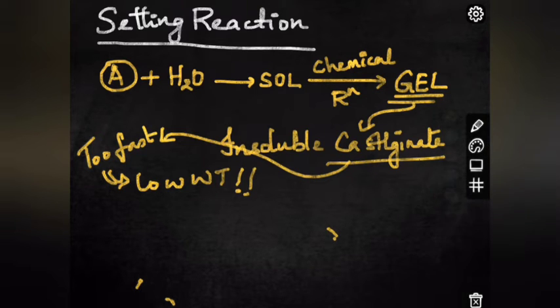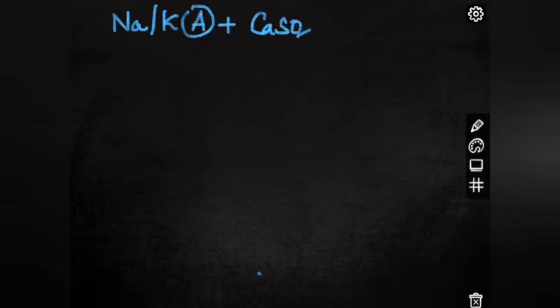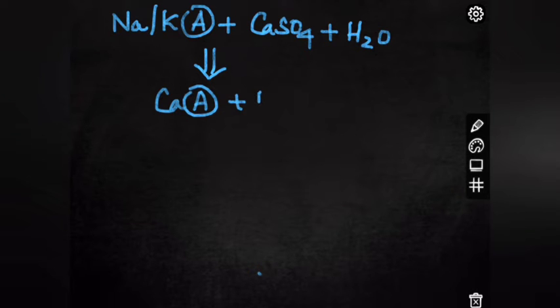So what happens is that this process, or the reaction, can be retarded by using a retarder, which is your trisodium phosphate. So let me just note down the initial chemical reaction. Sodium or potassium alginate will react with calcium sulfate in the presence of water molecules. This is going to form the insoluble calcium alginate with sodium sulfate as the byproduct.